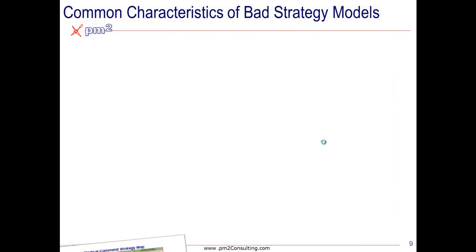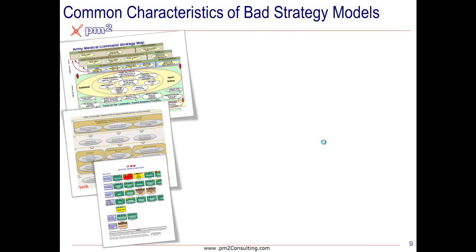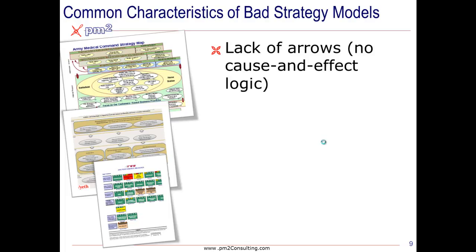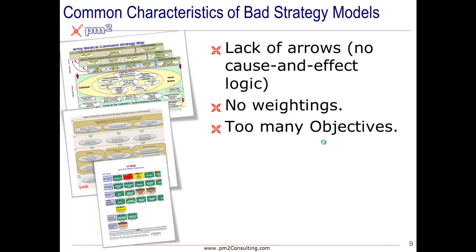So, overall, some of the characteristics that we see of bad strategy maps are things like a lack of arrows or no cause and effect logic, no weightings, too many objectives, and objectives which are too tactical as opposed to strategic. And there are simple tests around tactical versus strategic that you can hear about in other videos.